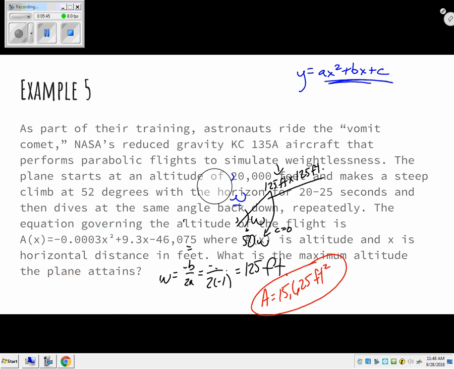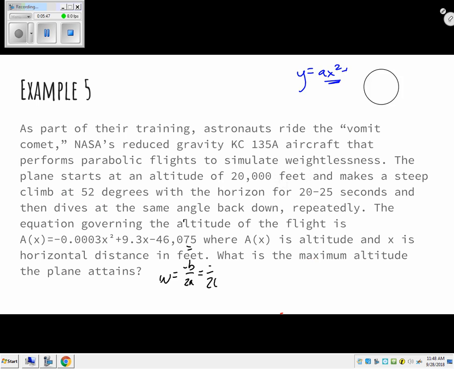Example 5. I want to be able to write something called a vomit comment. Oh, I wouldn't write that. I would definitely keep its namesake if I wrote that. All right. Anyway, it's NASA's reduced gravity KC-135A aircraft that performs parabolic flights to simulate weightlessness.